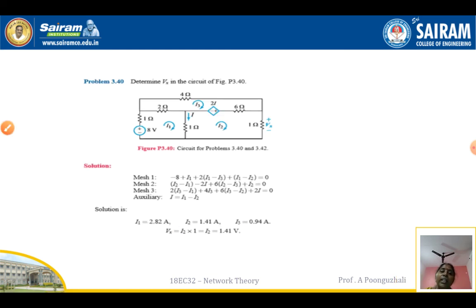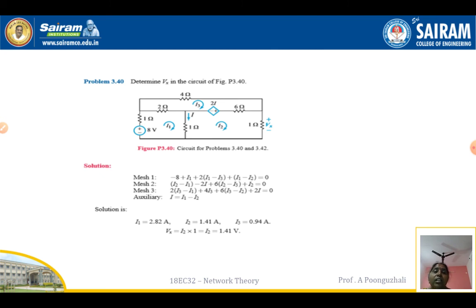So determine your Vx. To determine this Vx, again we have to assume 3 currents there, then apply a KVL. So this will be KVL equations. So minus 8 I1 plus this one. If I simplify it, now we want to get your I value. The I value is nothing but the current that is flowing here. If I apply KCL, it is nothing but I1 minus I2. So substitute this I and you will be getting your I1, I2, I3 currents.